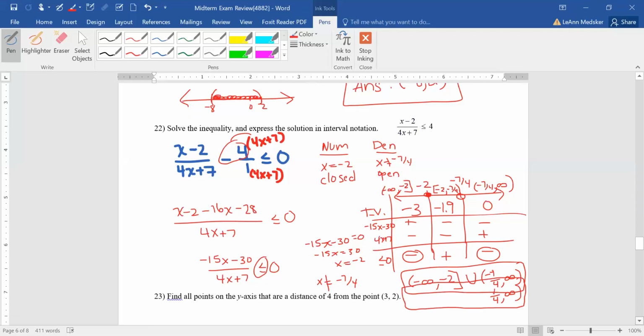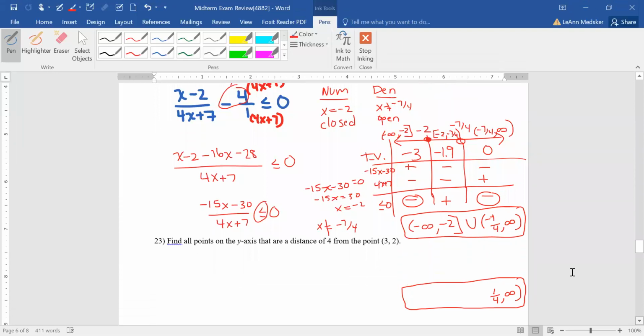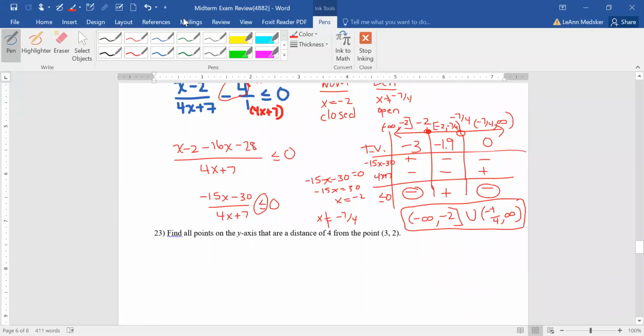Okay, we just have a few more examples to get through. Sorry, that was trying to drag down with that. So that's negative 7/4.